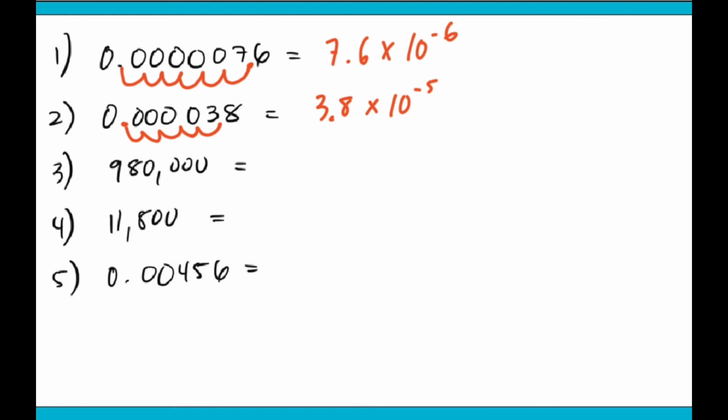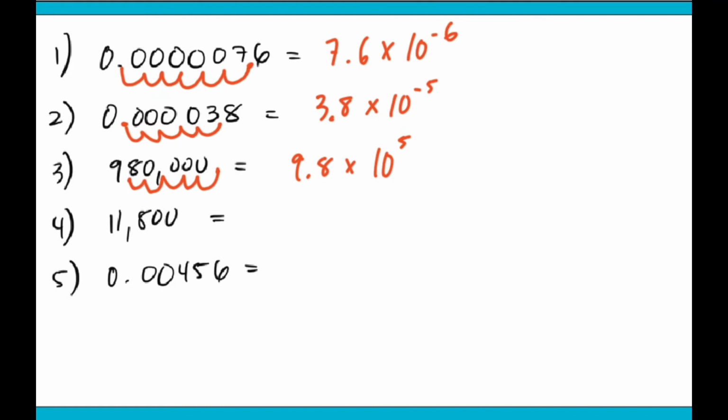Okay, let's see if you can locate the decimal for the third problem. Don't forget it's a whole number, so it should be all the way on the right, and I need to move it 1, 2, 3, 4, 5 units, but this time to the left. Therefore, I'm going to add to my exponent. 9.8 times 10 to the power of 5.